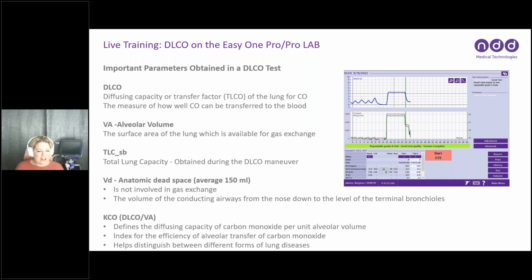And then last but not least on this slide, the KCO or the DLCO to VA ratio. So this is defining the diffusion capacity per unit of alveolar volume. So out of that entire tennis court, how much is actually exchanging gas? It helps us distinguish between different types of lung diseases.